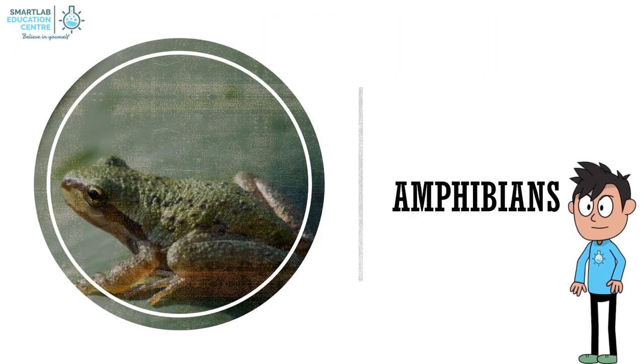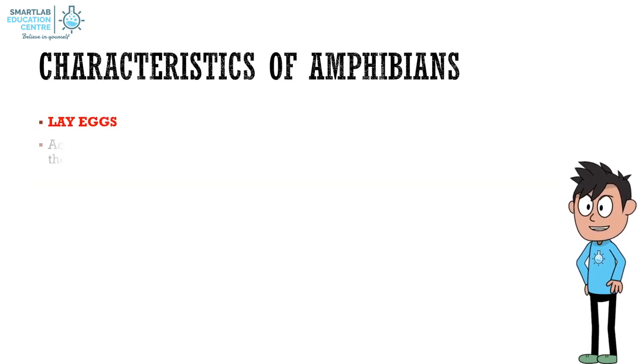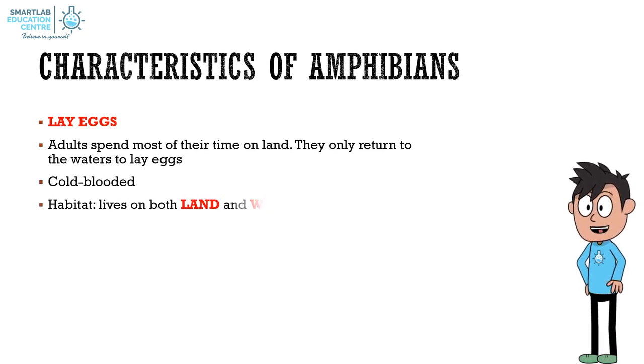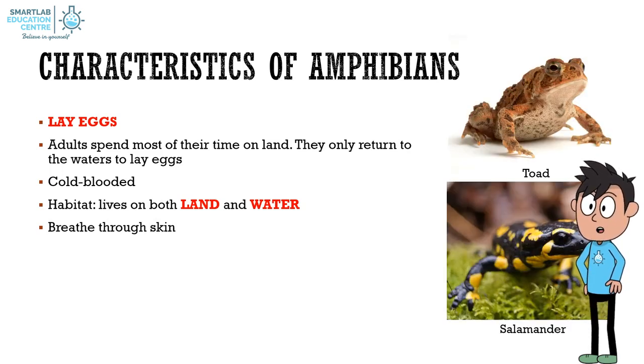Amphibians. Here are some characteristics of amphibians. They lay eggs. Adult amphibians spend most of their time on land. They only return to the waters to lay eggs. Cold-blooded. Live on both land and water. They can also breathe through skin. Examples of some amphibians are toads, frogs, and salamander.